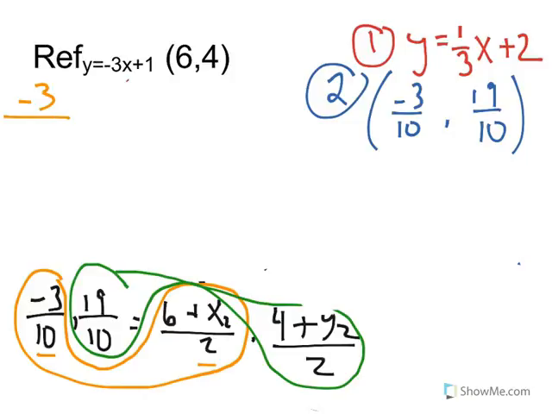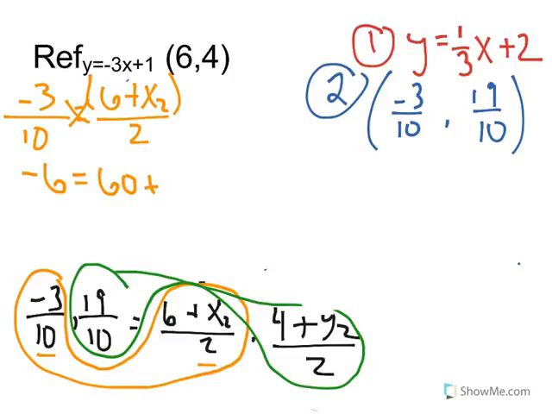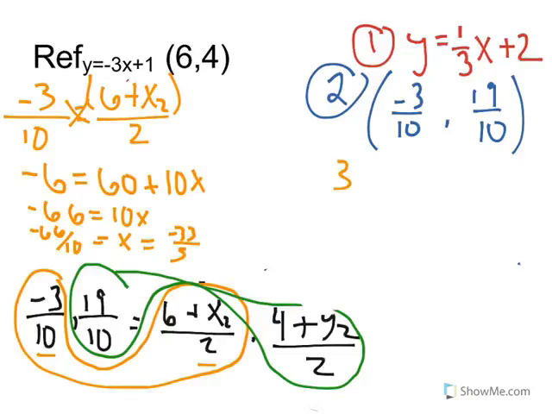So we have negative 3 over 10 is equal to 6 plus x2 over 2. This is actually now a proportion, so you can just cross multiply, making sure that you put parentheses around that and distribute. So you have negative 6 is equal to, that becomes 60 plus 10x. So subtract 60 and I have negative 66 equals 10x. And x equals negative 66 over 10, which can reduce to negative 33 over 5. So that's our x value.